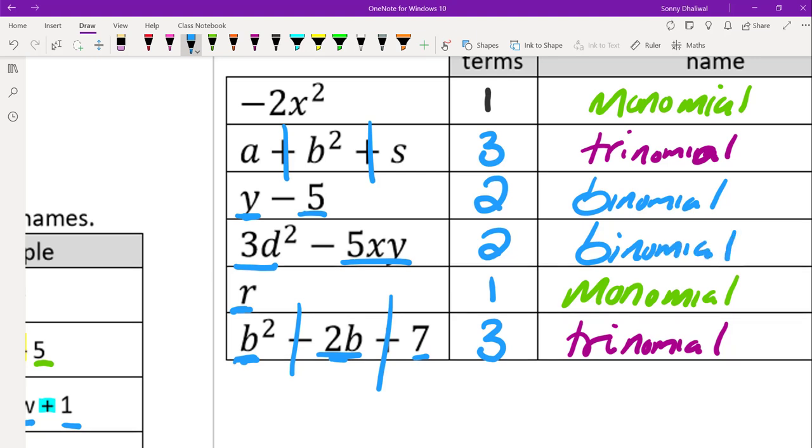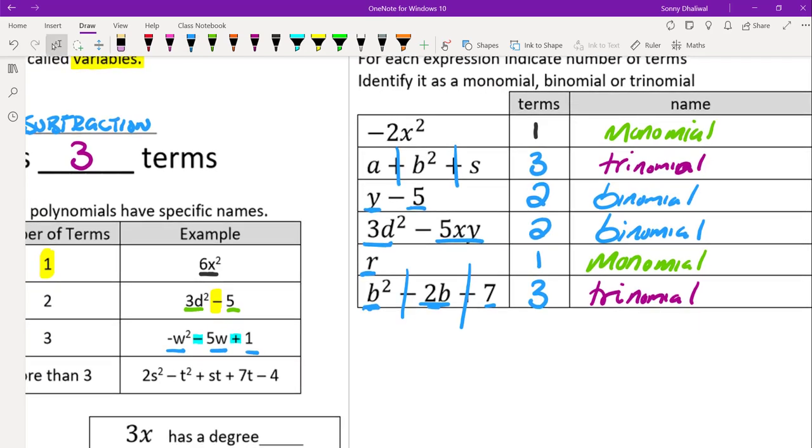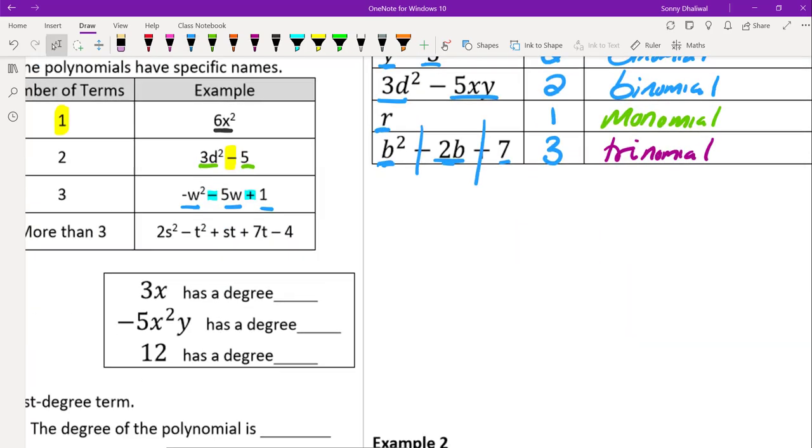I'm hoping you came up with these answers. Should be pretty straightforward. Bi, tri, mono, and poly. You guys are going to have a quiz next class. One of the questions is going to be, can you just name it? The other question is going to be, can you give me the degree of it? And that's what we're going to talk about next.